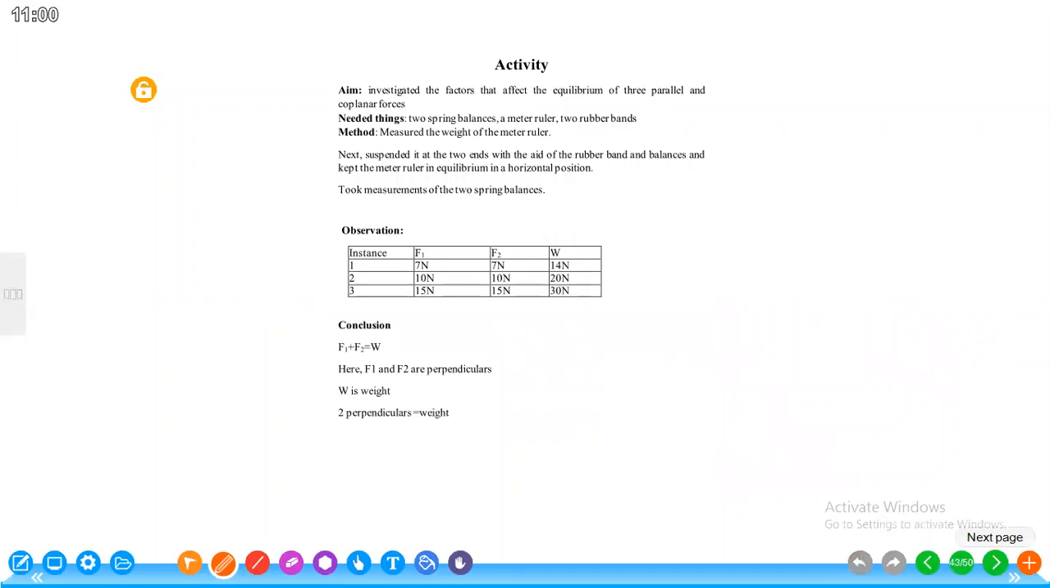Activity 3, here also, when we apply the forces F1 and F2, here taking the assumption of 7 Newton, and the weight is equal to W. So F1 plus F2 is equal to W. And then 10, 20 Newton. So F1 plus F2 is equal to W. And the third one also, F1 plus F2 is equal to W.